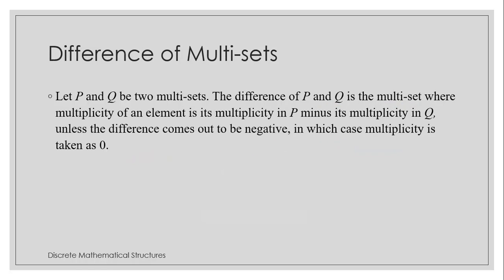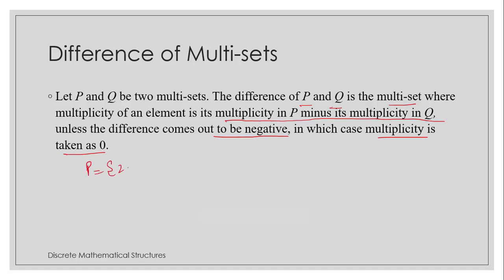Now the difference of multisets P and Q is the multiset where the multiplicity of an element is its multiplicity in P minus its multiplicity in Q, unless the difference comes out to be negative. Now we are talking about multiplicity, that is, the number of times an element occurs in a set. It can never be negative. So if after performing the difference operation the multiplicity of an element comes out to be negative, in that case multiplicity is taken as 0.